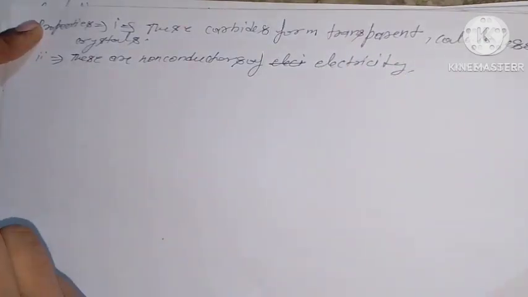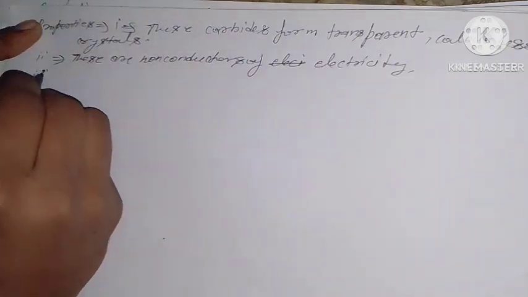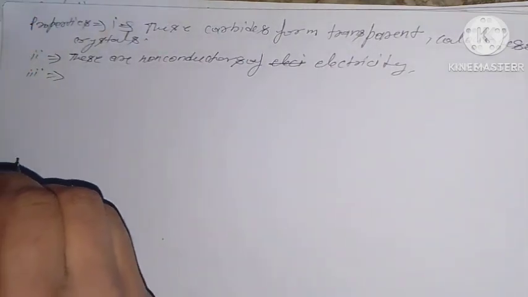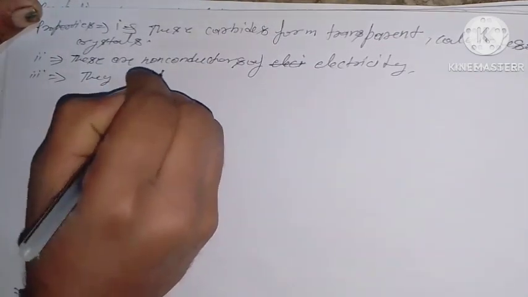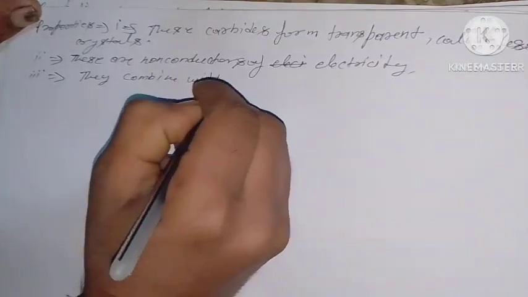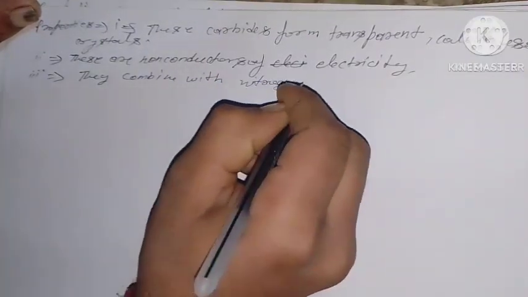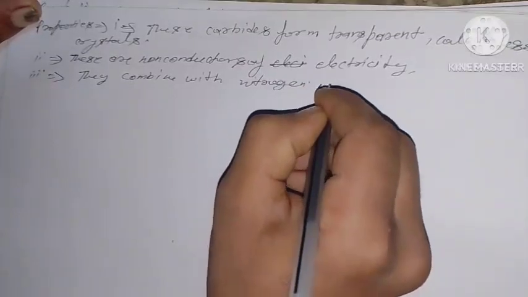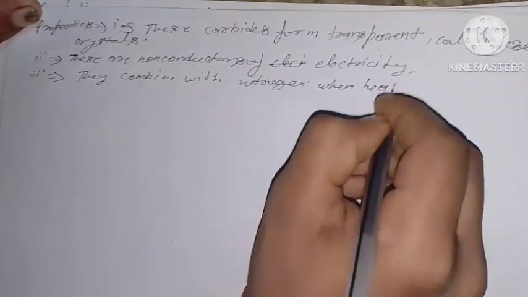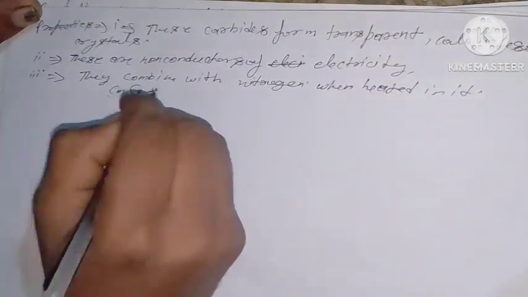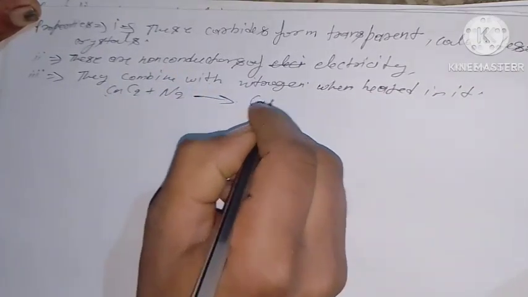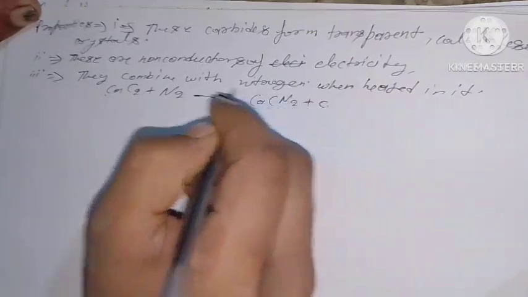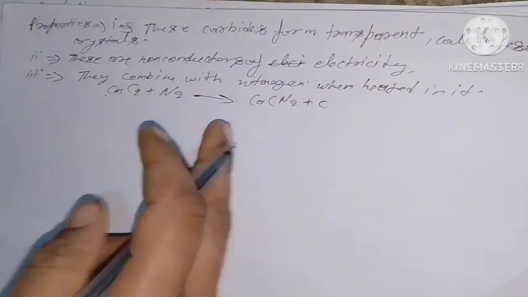Okay, these are non-conductors of electricity. Third point, they combine with nitrogen when heated in it. As an example, CaC2 plus N2 makes CaCN2 plus C.